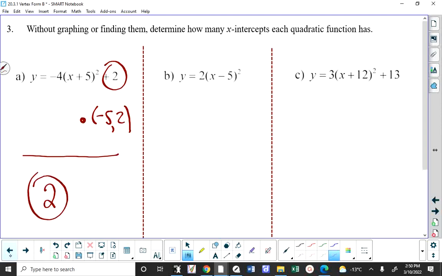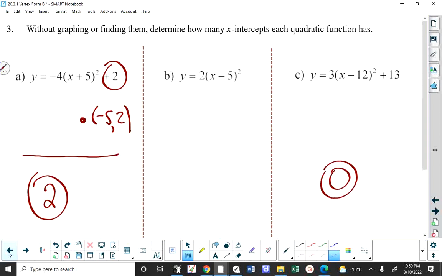And since A is negative, it opens down, which means there are 2. If you take a look at C, how many of you see that in C you're not going to have any x-intercepts? The vertex is up at 13, and the parabola opens up. So the minimum value of the function is 13. Well, the x-axis is way below 13. If that's the minimum value and it opens up, it will never reach the x-axis. So there are 0 here.